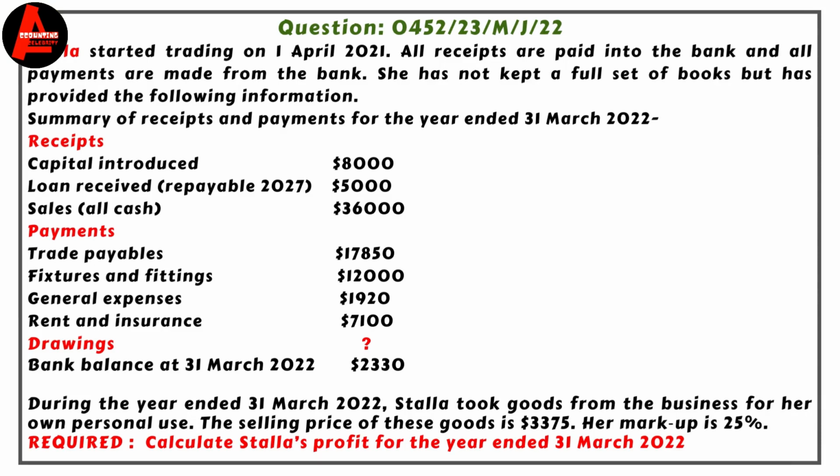So here we see a summary of receipt and payment account for the year ended 31st March 2022. Under receipts we have capital introduced $8,000. Then we have payments. Here on the payments we see drawings. It is a question mark.